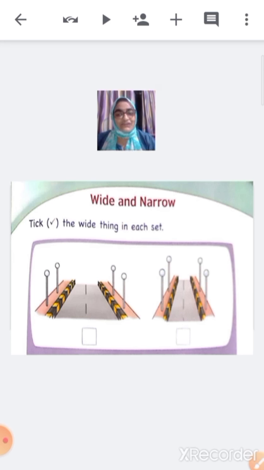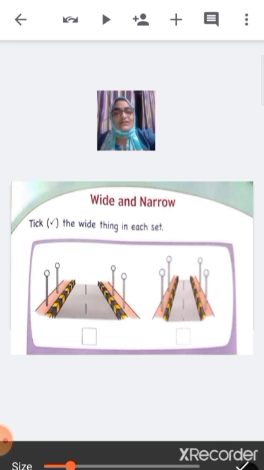Now in the first worksheet, what we have to do? We have to tick the wide thing in each set. What we have to do, children? We have to tick the wide thing in each set. Look at the picture carefully. Identify which is wide. And then below the picture, there is a small box given. In that box, you have to put a tick mark. Okay. Now let's see the first one.